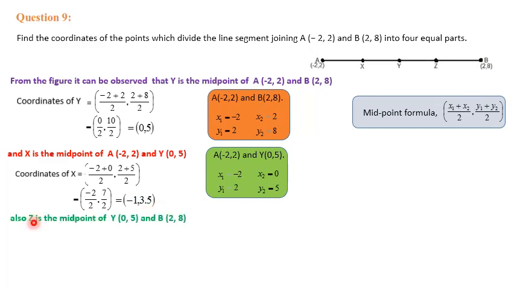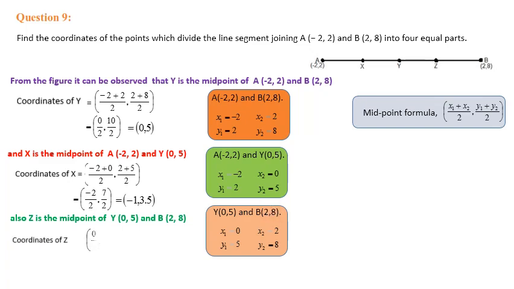Next, Z is the midpoint of Y(0, 5) and B(2, 8). So taking Y and B, Z is the midpoint. By using the midpoint formula again, we calculate the coordinates of Z. The endpoints are Y(0, 5) and B(2, 8). From there x1 is 0, y1 is 5, x2 is 2, y2 is 8.